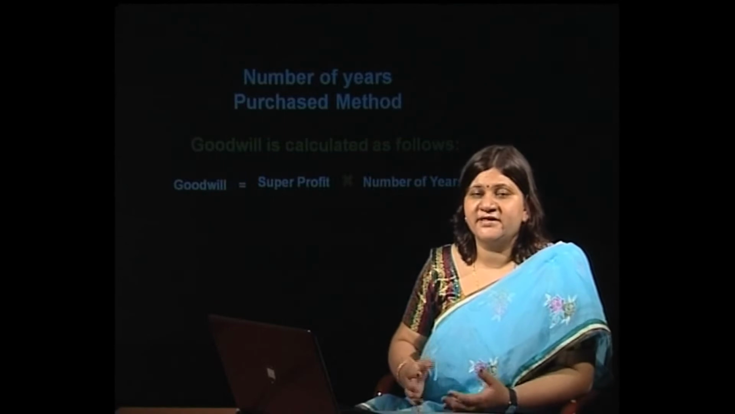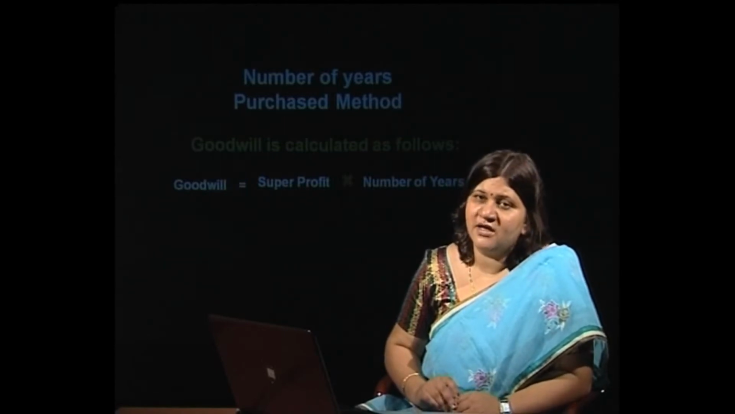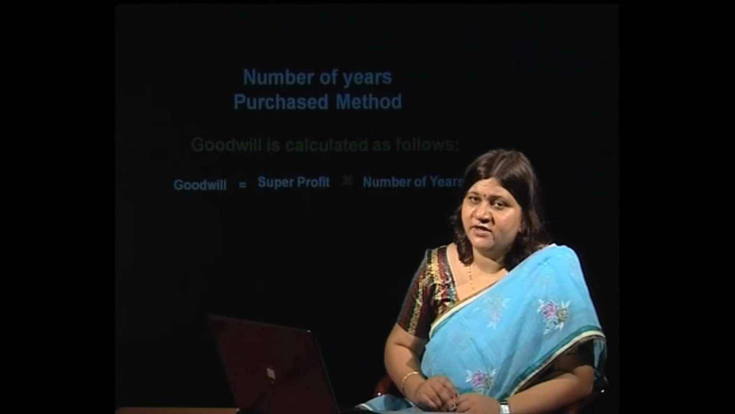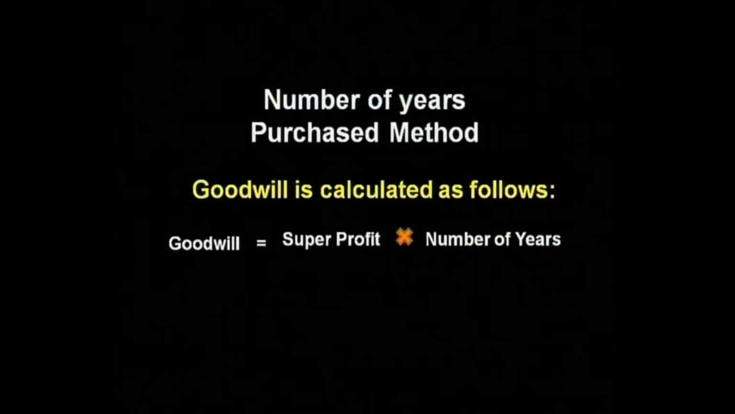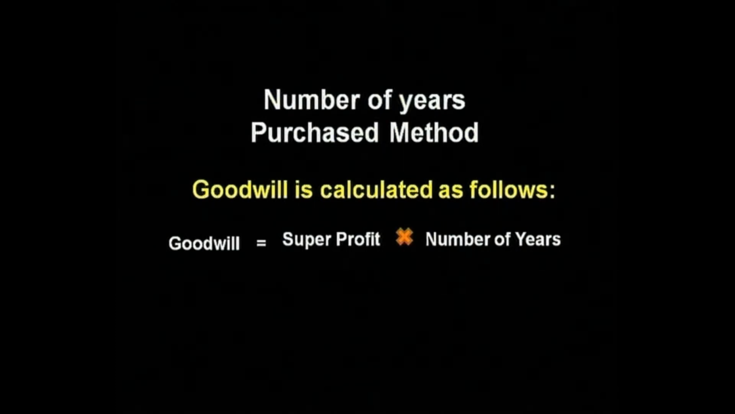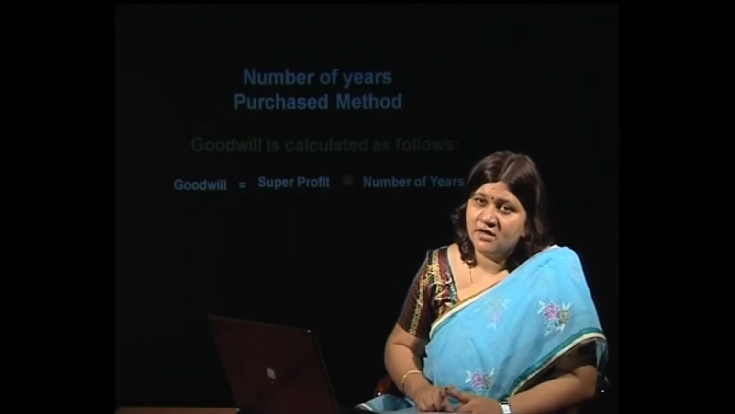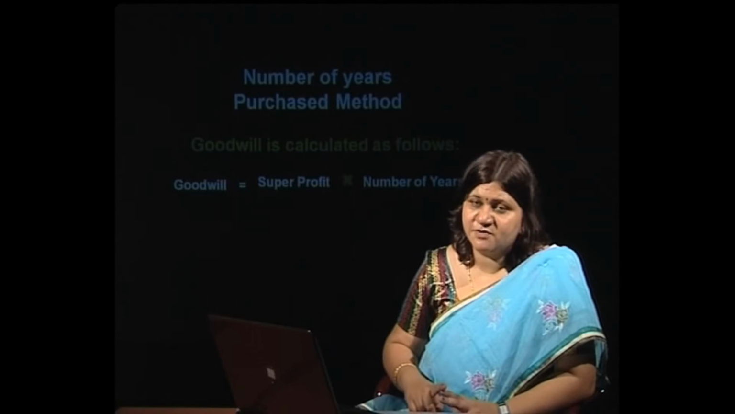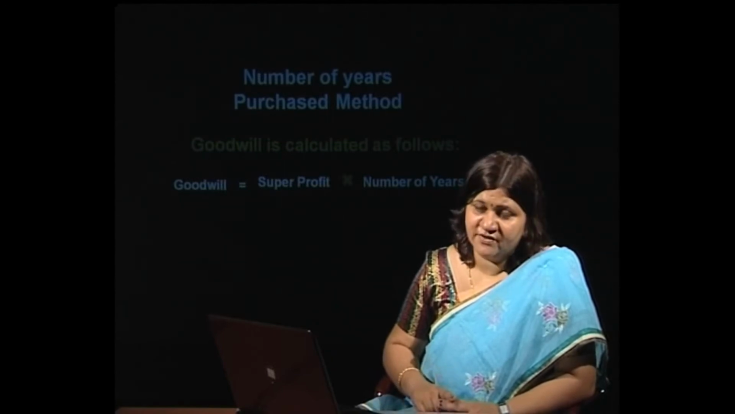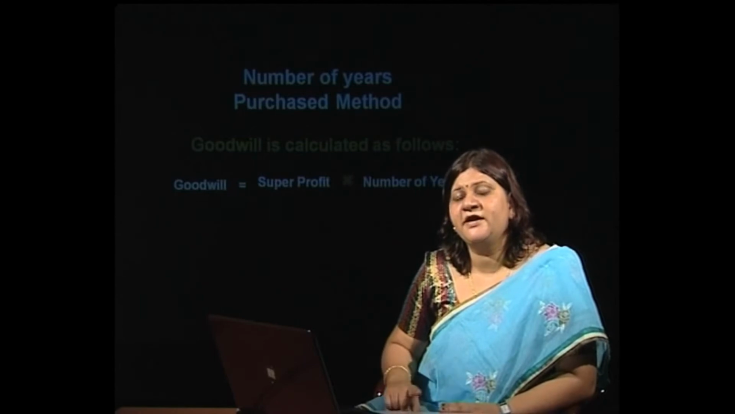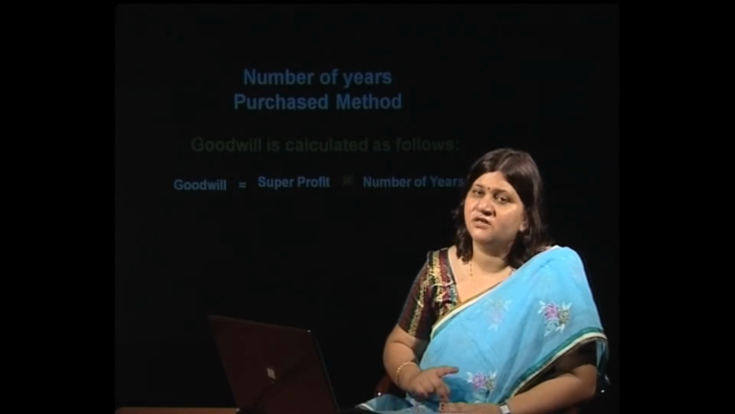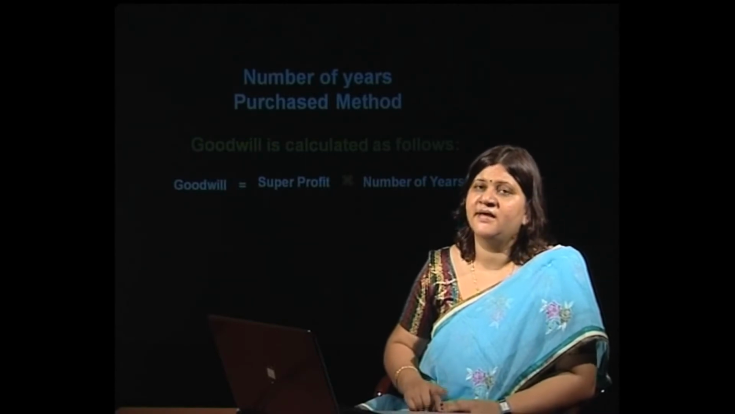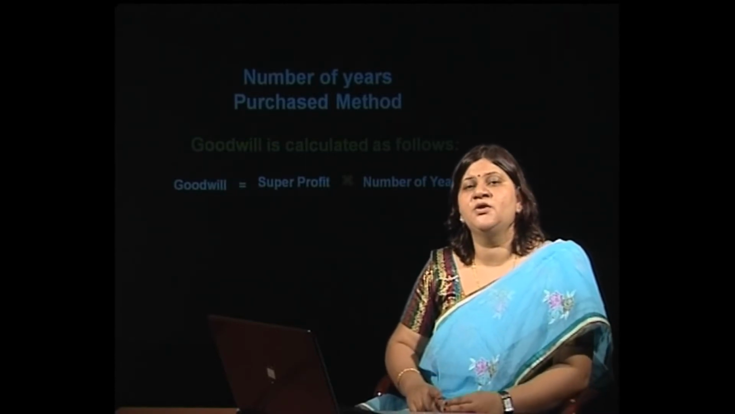So, how will we ascertain the value of goodwill? We will draft a formula and learn how to compute the value of goodwill using it. The formula is: goodwill is equal to super profit into number of years. Firstly, we will have the normal profits, then the average profits. We will find the difference of average profits and normal profits, which gives the super profits. These super profits are then multiplied by the number of years purchased, which is given in the information, and then we are able to ascertain the value of goodwill.